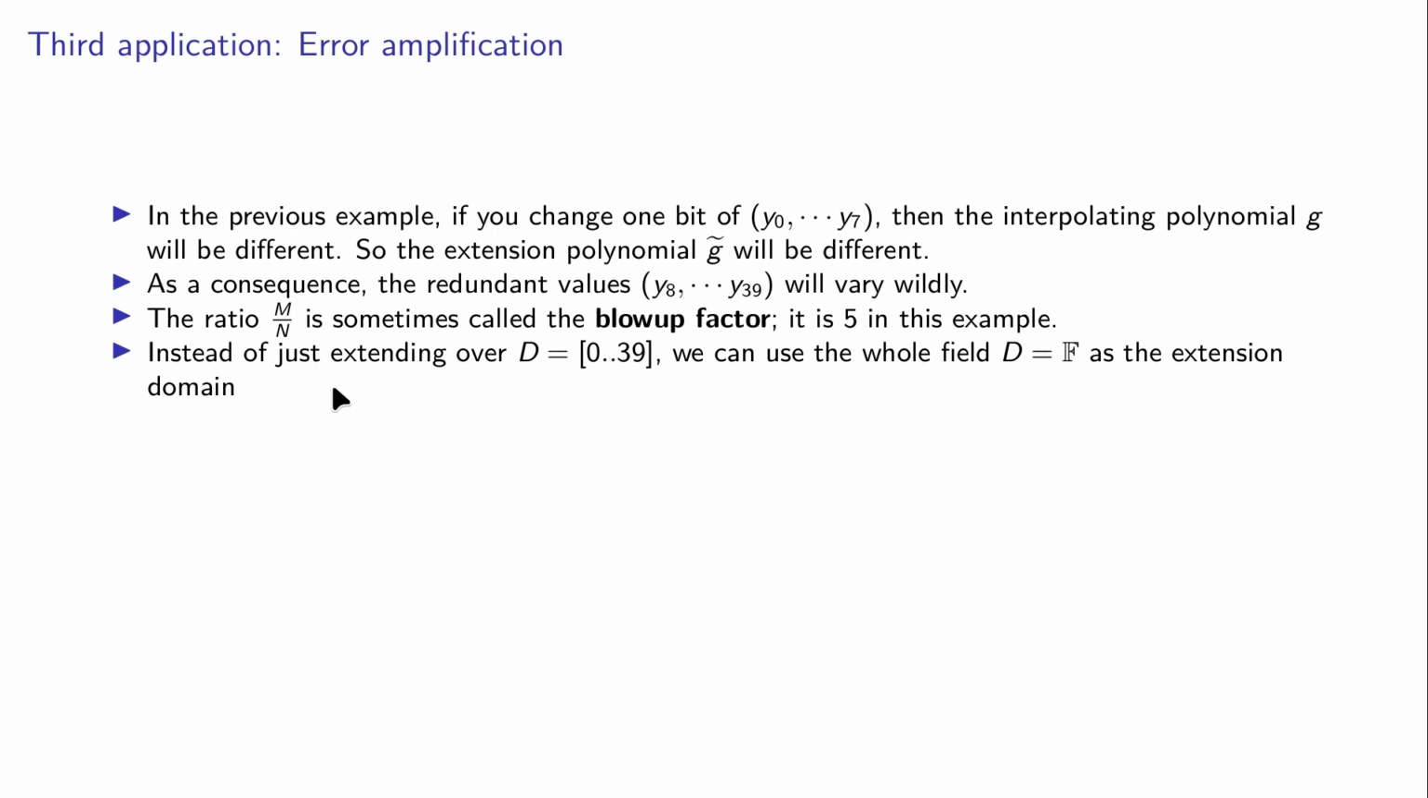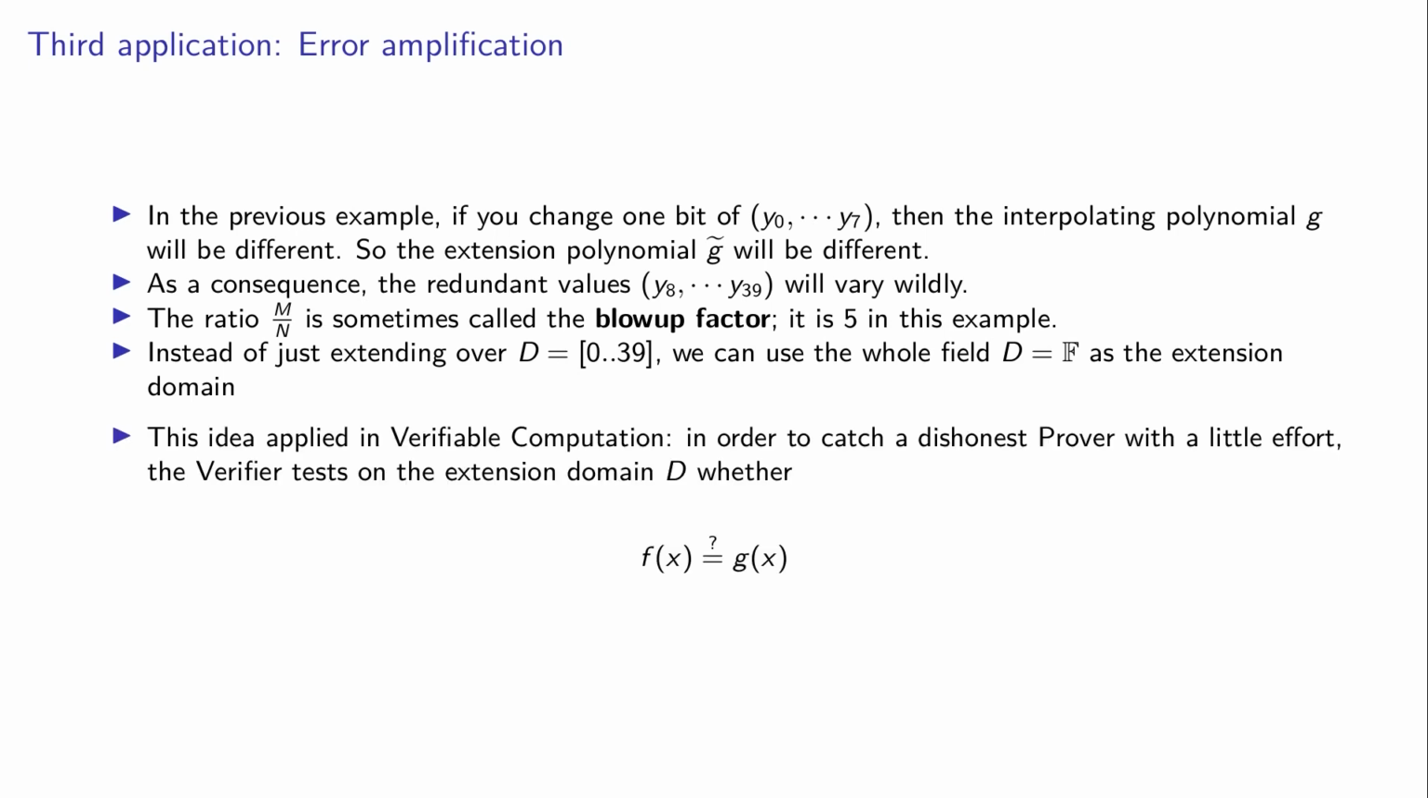It's important to know that we are extending the 8 to 40, so this is known as the blow-up factor. In this example, it is 5. But again, instead of extending just to 40, we can extend over the whole field, so extend up to 65,537. And this is the idea which is applied in verifiable computing. In order to catch a dishonest prover with little effort, the verifier tests on the extension domain D whether these two polynomials are the same.